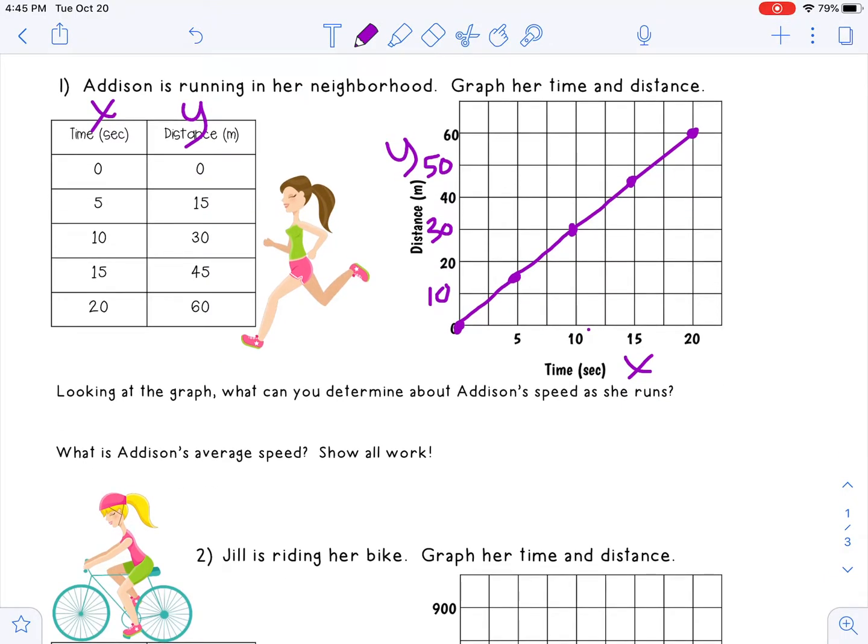Look at the graph. What can you determine about Addison's speed as she runs? So we have to remember, what does it look like with a distance time graph with a completely straight line like that starts out from the origin and moves up? Well, she is running at a constant speed. This is what, on a distance time graph, constant speed looks like. Okay, so she's running at a constant speed.